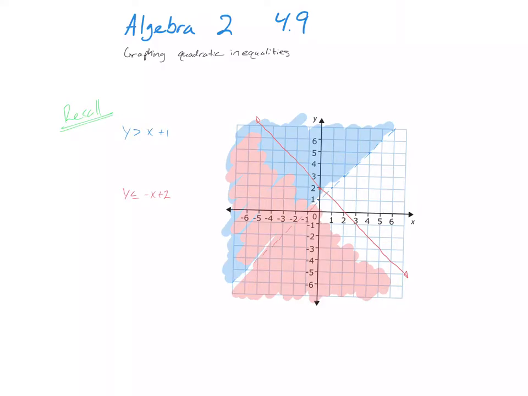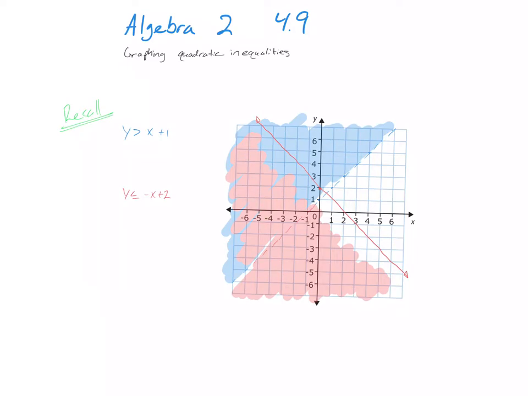This is lesson 4.9, and we're working with graphing quadratic inequalities. Before we get to quadratic inequalities, please remember graphing linear inequalities when we're working with lines. If we look at this blue one here, y is greater than x plus 1, because it just said greater than, remember we did a dashed line right here, and we just graph that line but with dashed because it said greater than, and then we had to shade above that, so everything up here is shaded in blue.